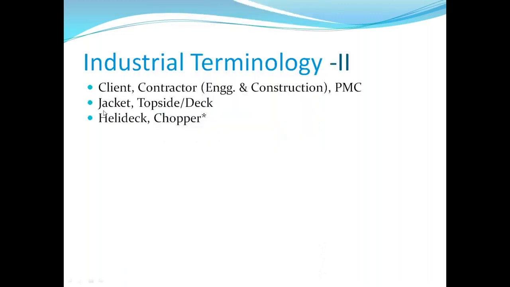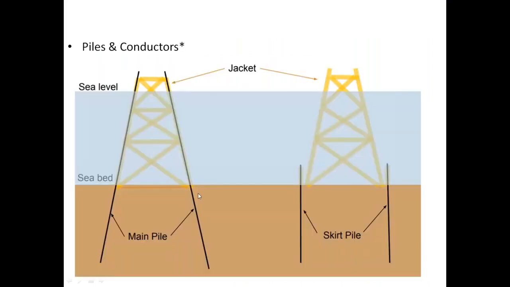Yeah, general industrial terminology, I think I have given what is jacket, what is topside, and you might be knowing what is chopper and helideck. Yeah, and how these piles are installed. So the yellow portion, whatever you are seeing as jacket, generally two or three types we can say. You know that 99.9% of the jacket members are CHS tubulars, that means circular hollow sections only.